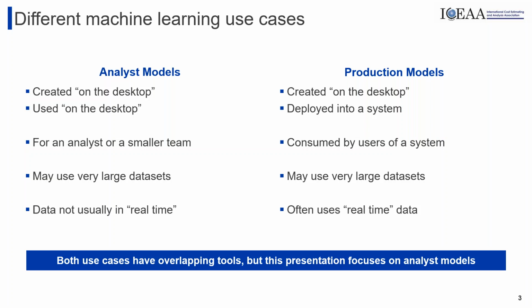That's not necessarily what many of us will be doing with machine learning applications for cost and acquisition support. We're going to be more dealing with the desktop. So I'm going to call them analyst models. They're created on the desktop, used on the desktop. They're for a smaller team. They can still be highly complex and use very large data sets, but really it's not about processing and streaming real-time data or information in the system. So both use cases actually have overlapping tools, but this presentation is really going to focus on the left there, the analyst model. So next slide.